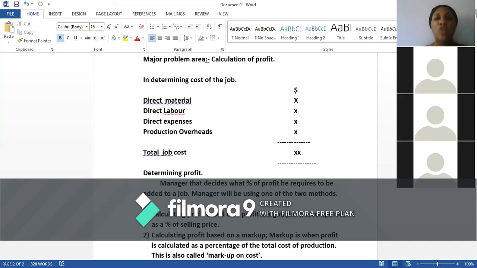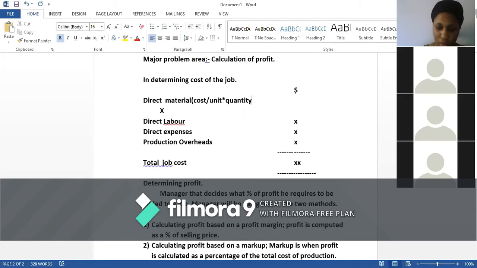He knows you will not have a problem with determining direct material, because for you to determine the cost of direct material, you will be saying the quantity per unit times quantity needed per unit. Yes, right? Correct.